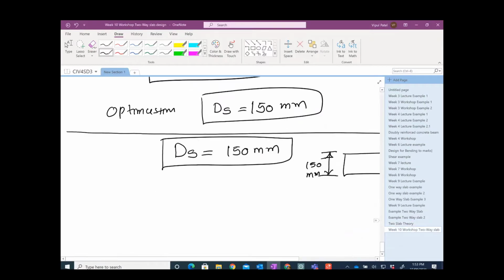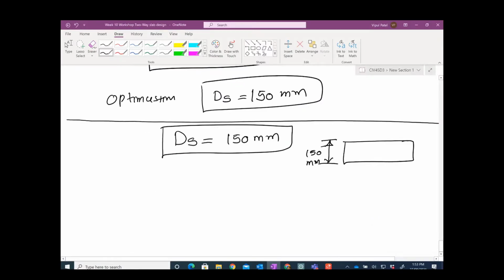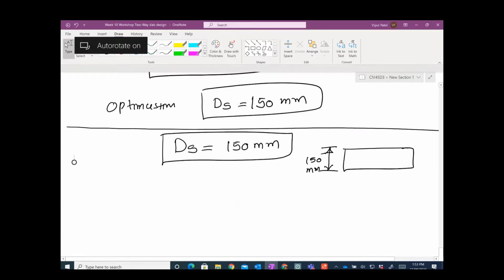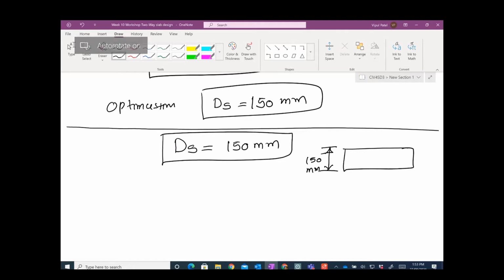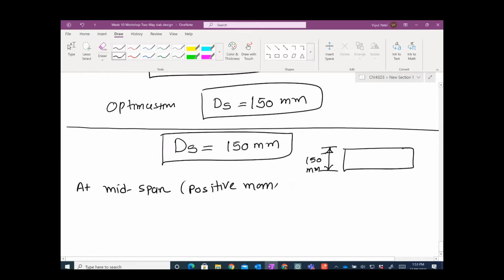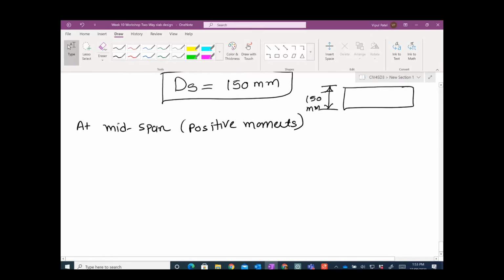Let me go back to this table. So that's all good now. So let's calculate the moments. Let's calculate the positive moments. Let's calculate the mid span. At the mid span, you have positive moments.